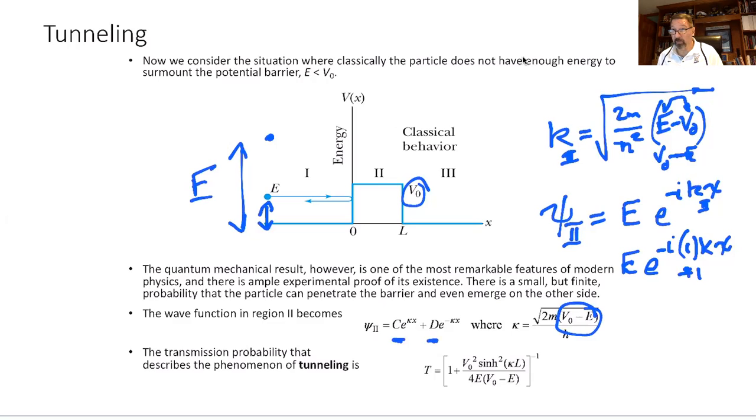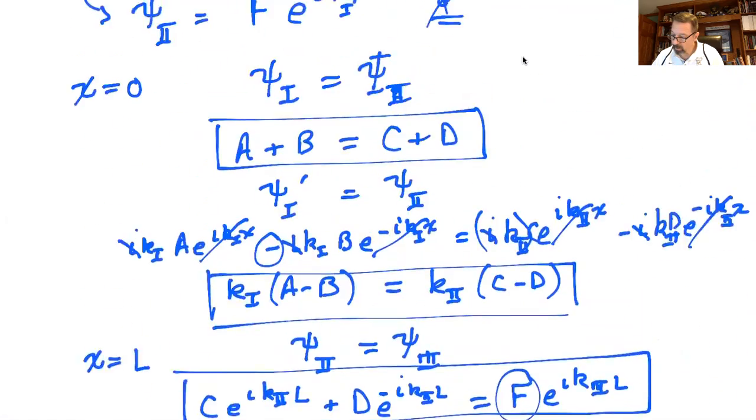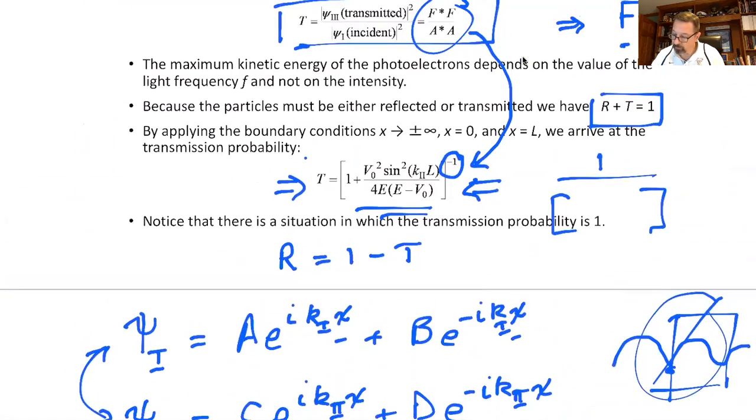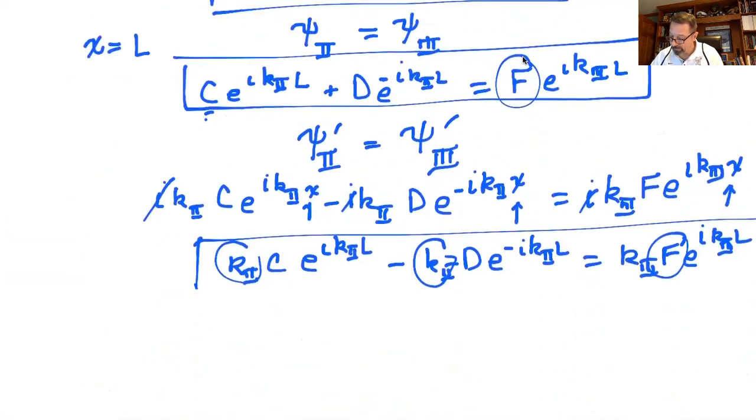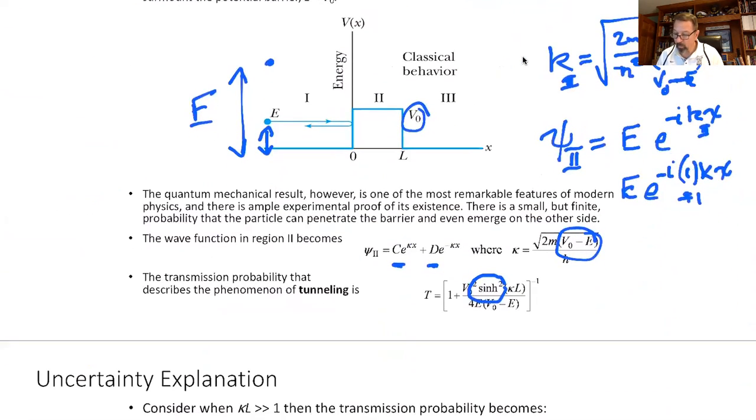Go through the same boundary condition argument that I made. You go through the same algebra, and you get a transmission coefficient in this case that looks exactly the same with one difference. It switches from a sine squared in the transmission coefficient when the energy is greater than the barrier to a hyperbolic sine squared when the energy is less than the barrier.